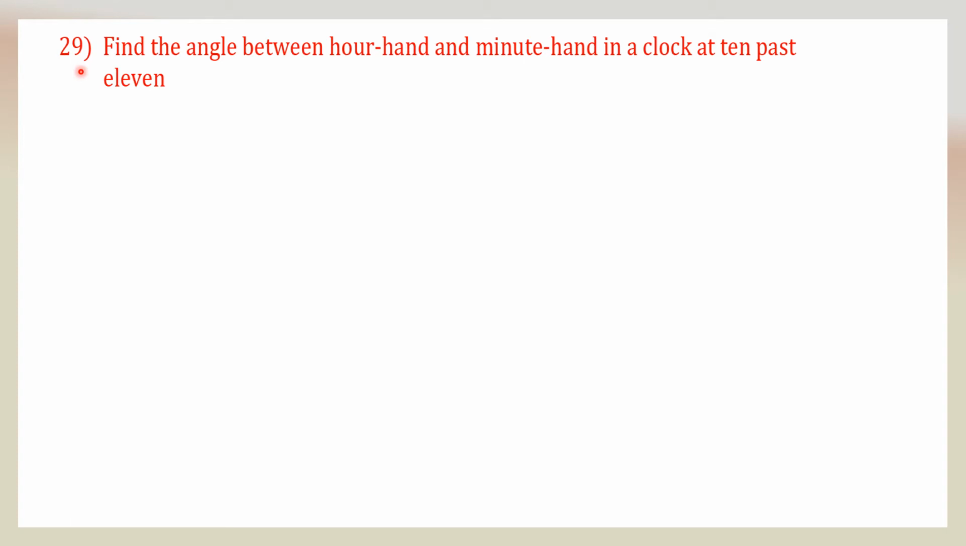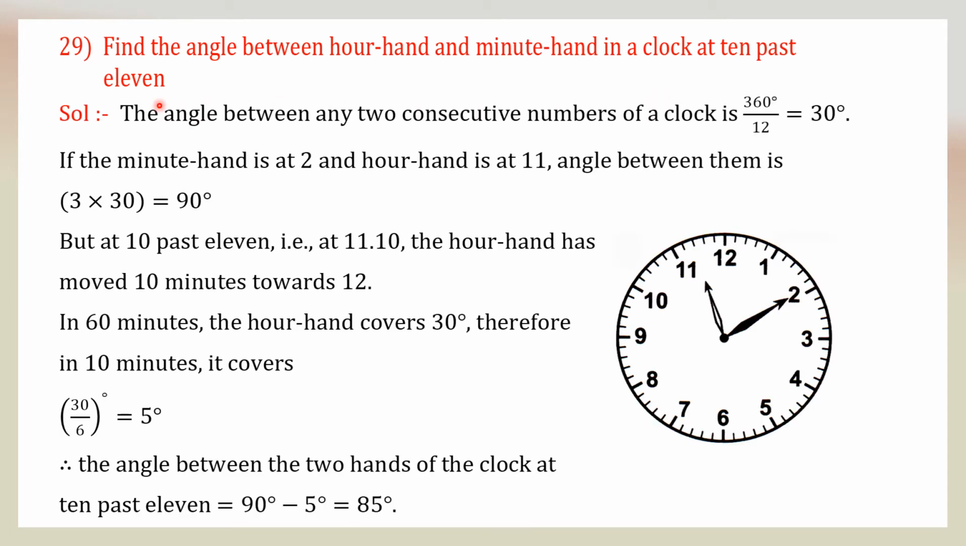We learn examples. Example number 29. Find the angle between hour hand and minute hand in a clock at 10 past 11. Time is 10 past 11, which means 11 hours and 10 minutes.